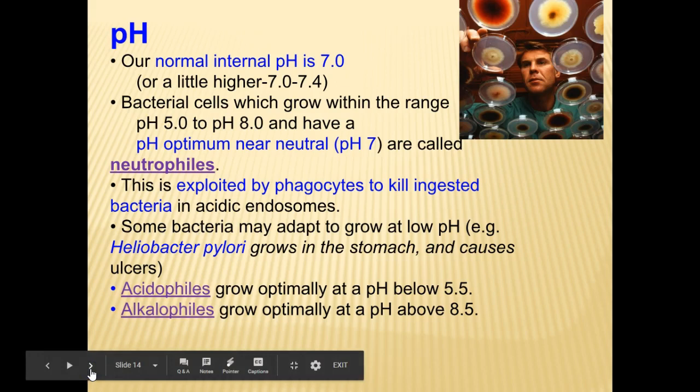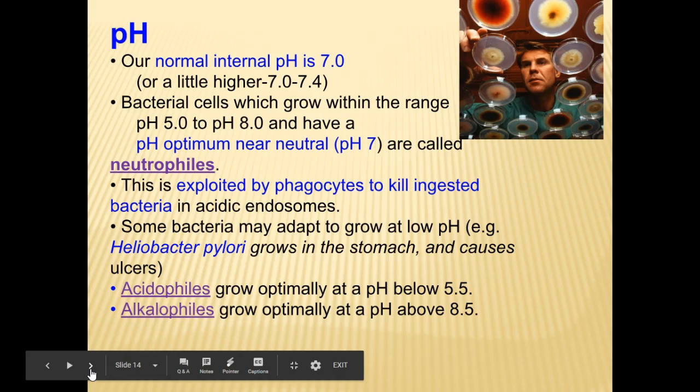Now let's check out pH. Our normal internal pH is 7, or a little bit higher, sometimes between 7 and 7.4. Bacterial cells normally grow within a pH range between about 5 and 8. Those that have an optimum pH near neutral are called neutrophiles. Remember, we talked about that suffix phile in our previous lecture.